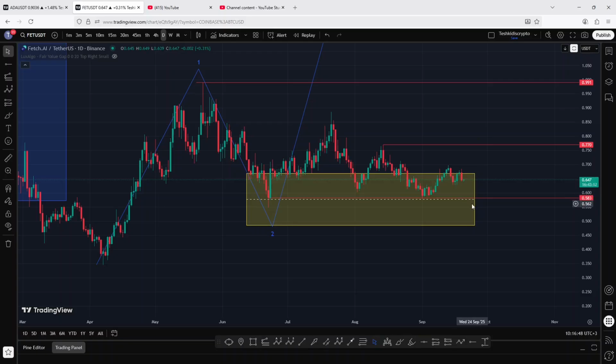A break out of this target area will be the first indication that a more bearish case scenario could be unfolding. But as long as we are holding within this area, I still expect bullish movements here on the Fetch AI chart. So let us be patient and see how that plays out, and I will ensure you stay up to date.